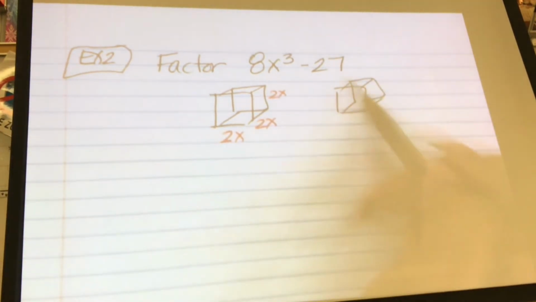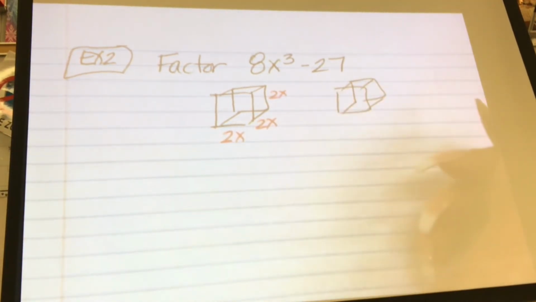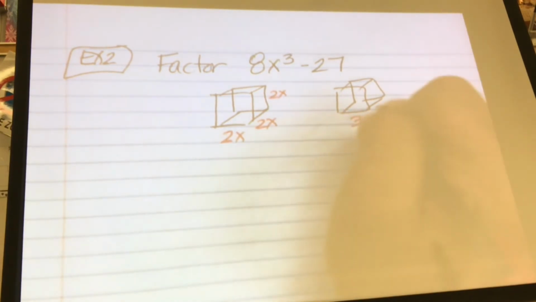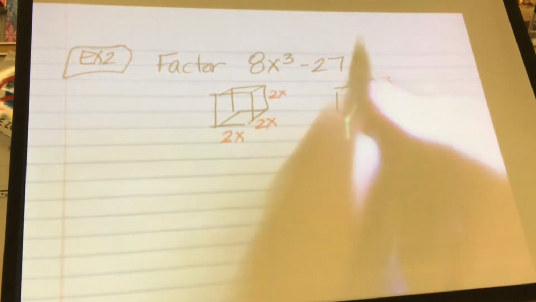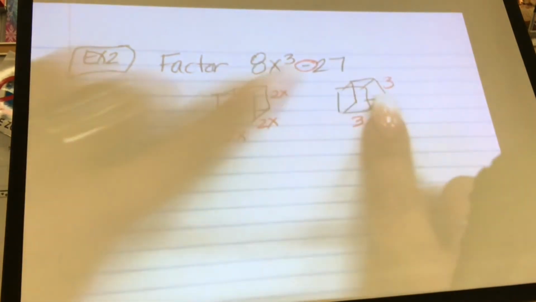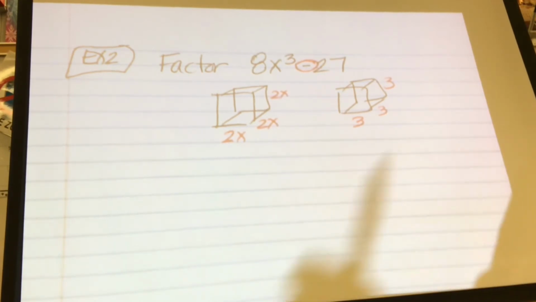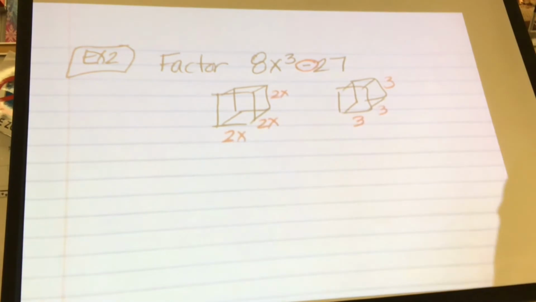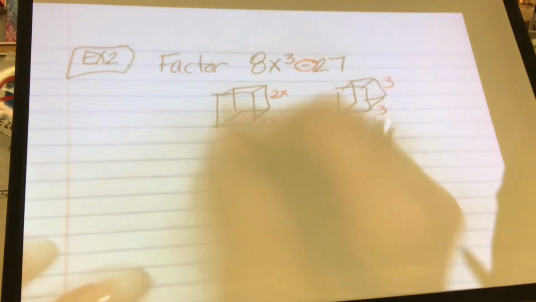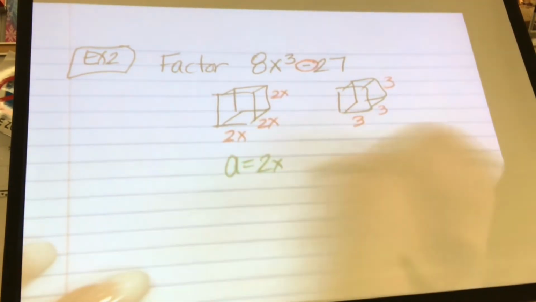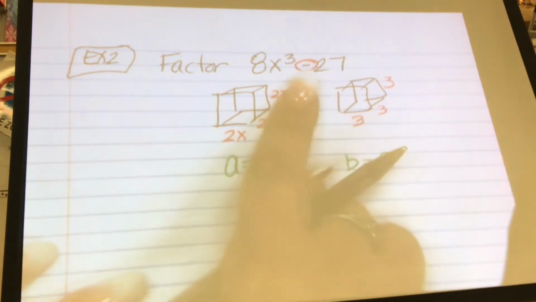How about this cube right here? What are the dimensions of the cube if I get a 27? 3. Don't say negative, because this is a difference of 2 cubes. So ignore that. You're still doing the cube. Can't have a negative length. Right? Can't have a cube that has a length of -3. That makes no sense. All right, so what's your A then? A is 2x. What's your B? 3. And it's a difference of cubes.